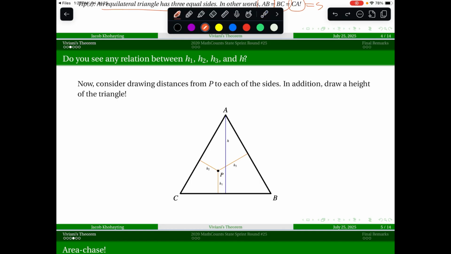But I want to ask you a question: what is so special about this configuration? There must be something special about it. What's the relation between these lengths that I drew? Maybe you can already take a guess at what I'm trying to get at here. But I want you to keep that in mind while we discover what this theorem has to say.